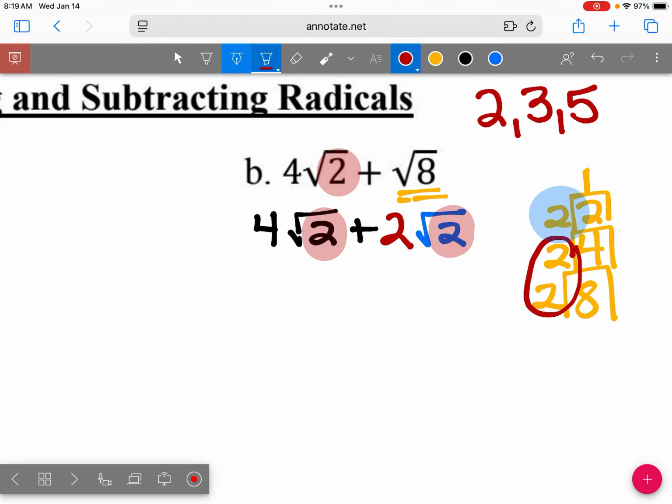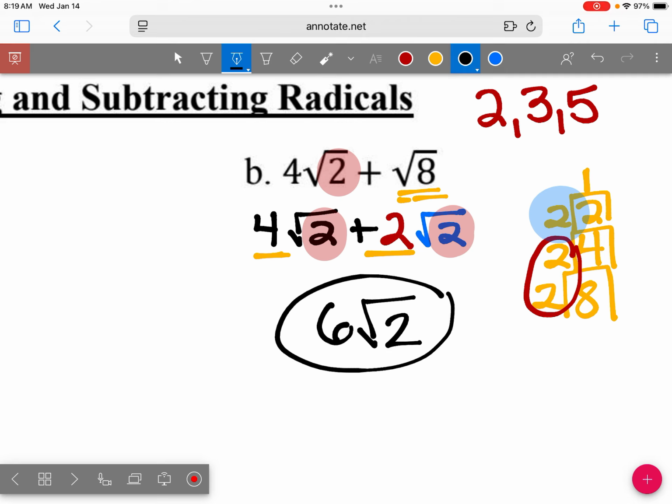So that means that I can add the 4 and the 2 together. 4 plus 2 is 6. But again, do not change the number underneath. We do not add that. We can multiply those numbers, but we cannot add those numbers. That would be your final answer. I know, it's a struggle.